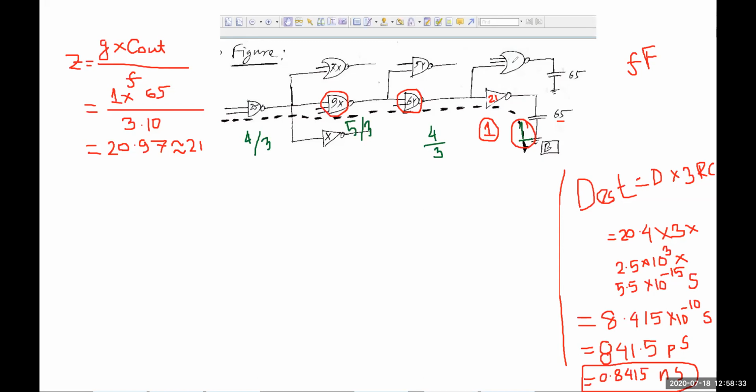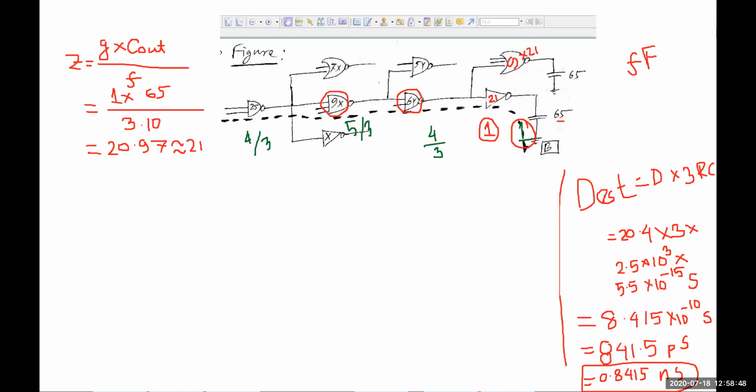Okay. 21. Here you have 9Z. 9Z means 9 into 21, right? So 189. So I can write 9 into 21. Okay? So I have written the value here.